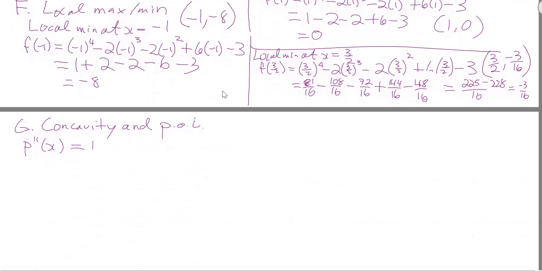Okay, what do we got? 12x squared minus 12x minus 4. Okay, so check that over. Make sure that that's right. That is not going to factor, right? 3x squared minus 3x minus 1. Out comes the quadratic formula.